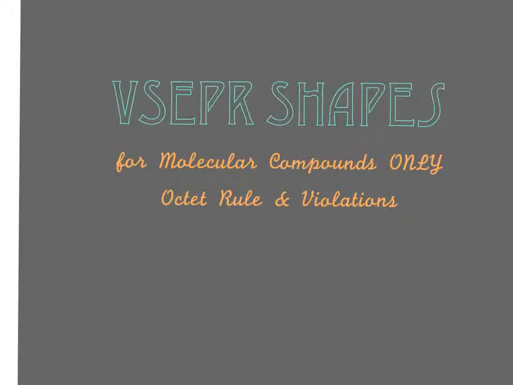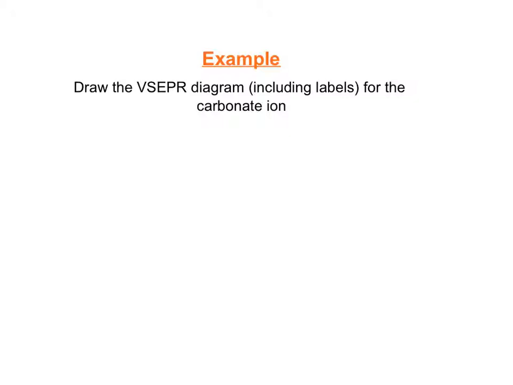We're going to take a look at VSEPR shapes here. Your focus should be on ones that follow the octet rule. However, you should have an understanding of ones that do violate the octet rule. Draw the VSEPR diagram and include labels for angles for the carbonate ion.